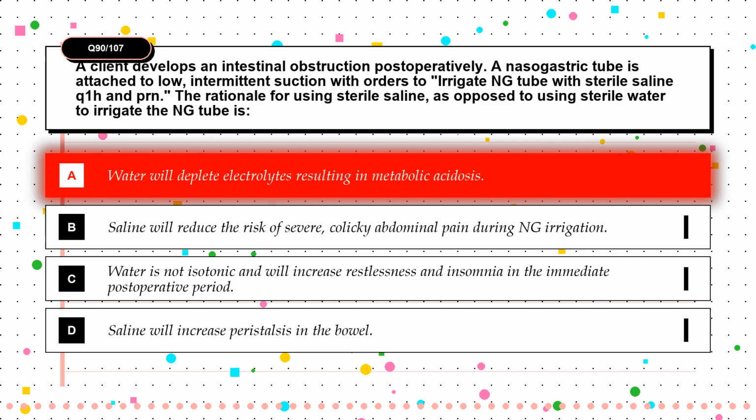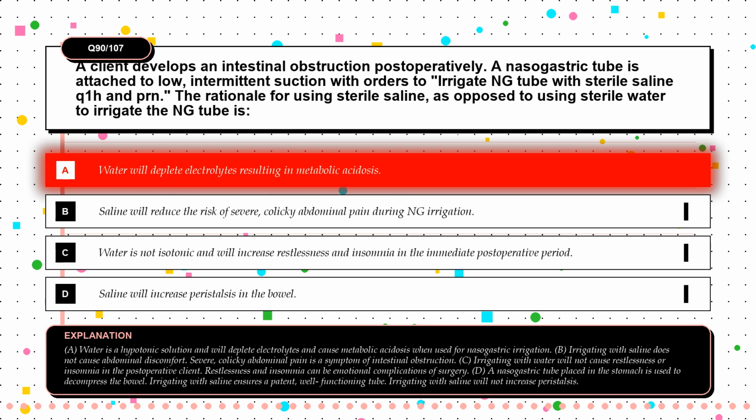The correct answer is option A. Water will deplete electrolytes, resulting in metabolic acidosis. A. Water is a hypotonic solution and will deplete electrolytes and cause metabolic acidosis when used for nasogastric irrigation. B. Irrigating with saline does not cause abdominal discomfort. Severe, colicky abdominal pain is a symptom of intestinal obstruction.